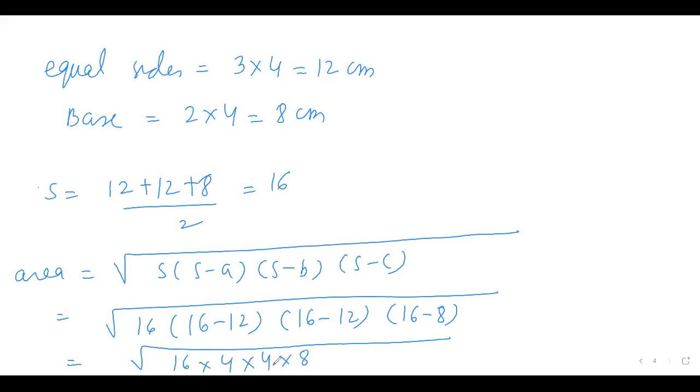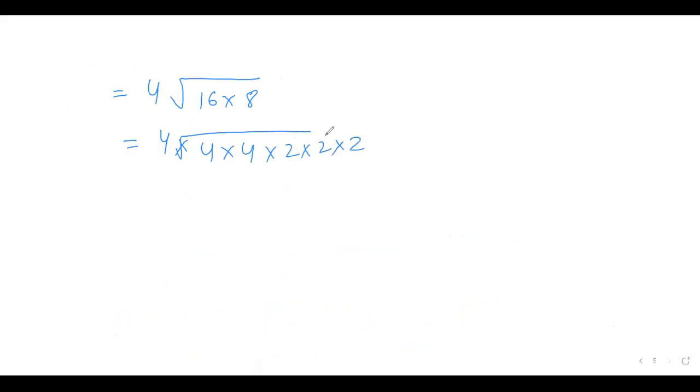So there is 2, 4. So 1, 4 will come out. So I can write 16 as 4 into 4 and 8 as 2 into 2 into 2. So out of this 1, 4 will again come out, and 1, 2 will come out, 1, 2 will remain inside. So 4 fours are 16, 16 twos are 32, root 2 centimeter square should be the final answer.